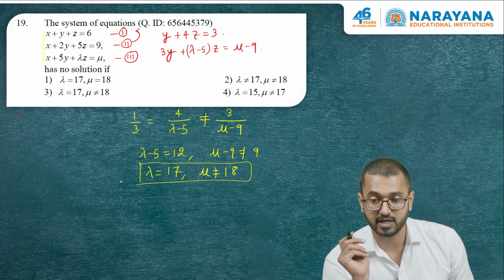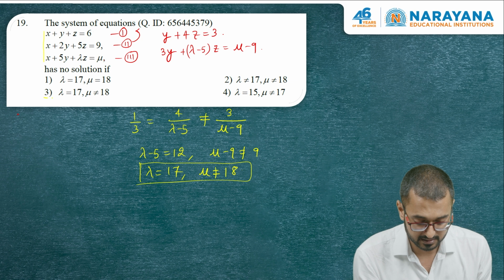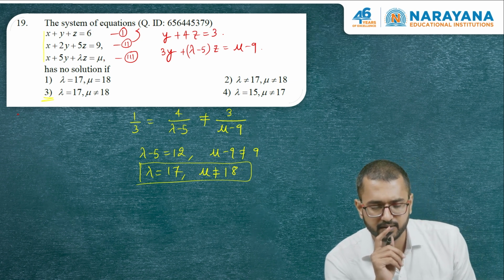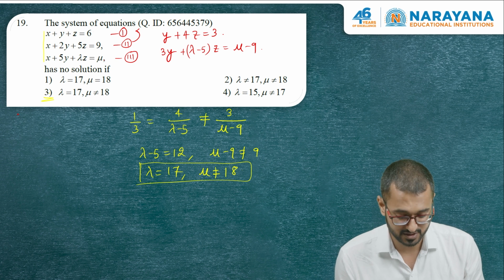So from here itself we got lambda and mu both. So lambda is 17 and mu is not 18. That makes our option 3 correct. I hope you understood this thing. Moving to the next question, number 20.